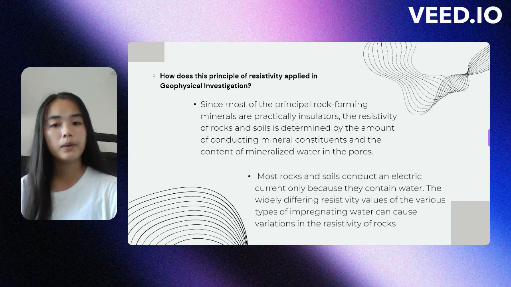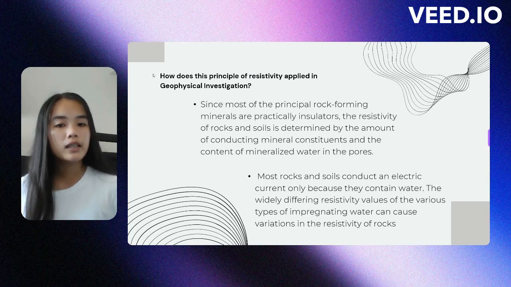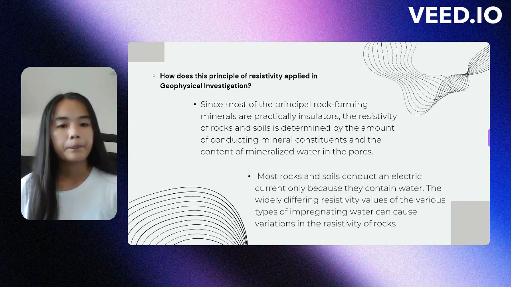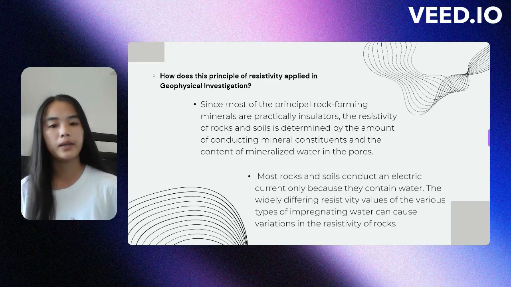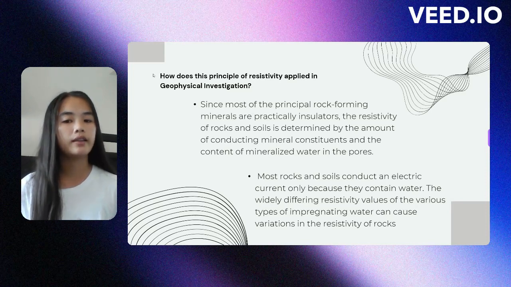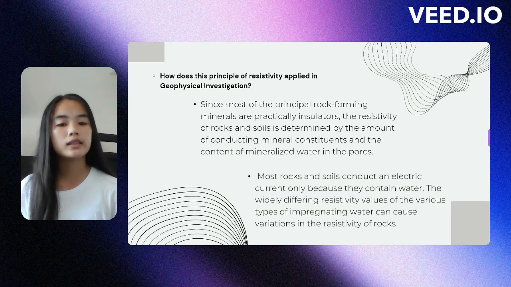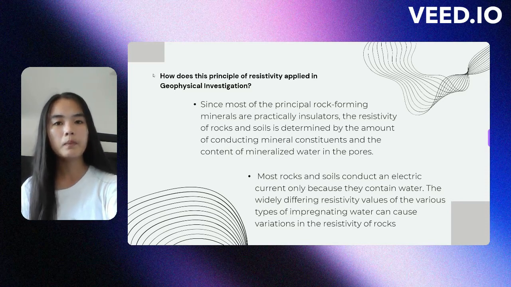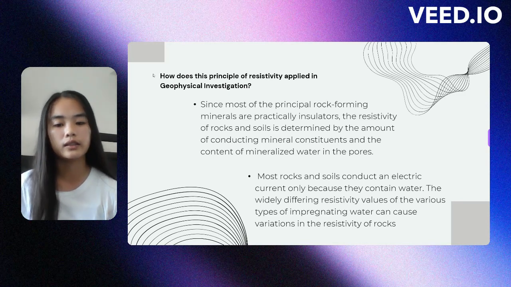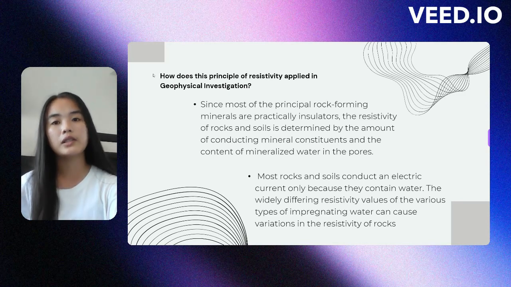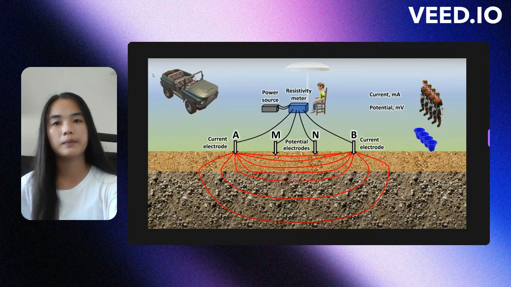Since most of the principal rock-forming minerals are practically insulators, the resistivity of rocks and soils is determined by the amount of conducting mineral constituents and the content of mineralized water in the pores. Most rocks and soils conduct an electric current only because they contain water. The widely differing resistivity values of the various types of impregnating water can cause variations in the resistivity of rocks.